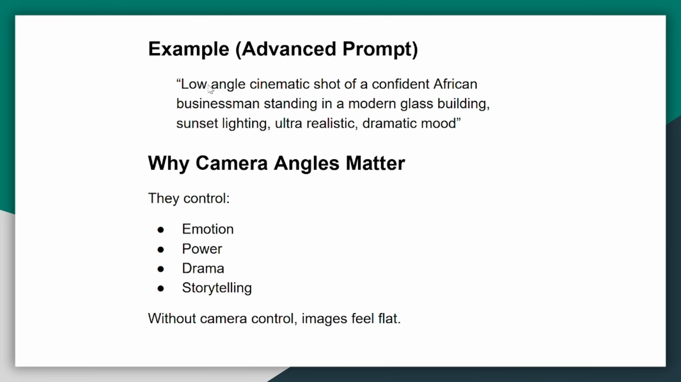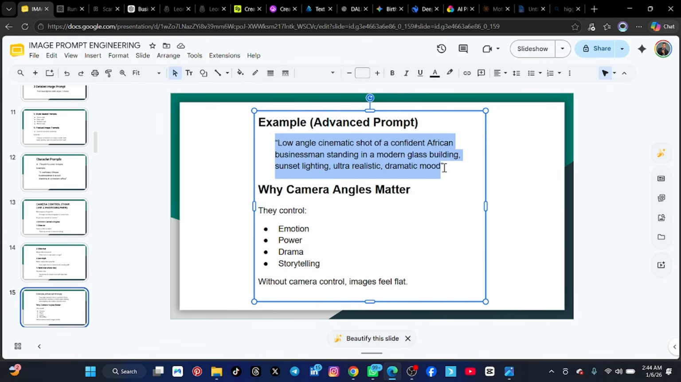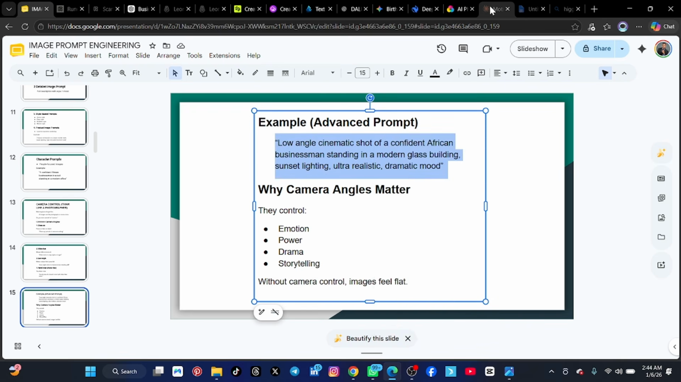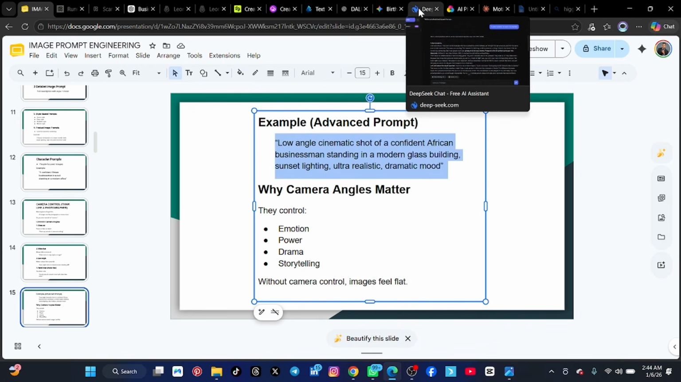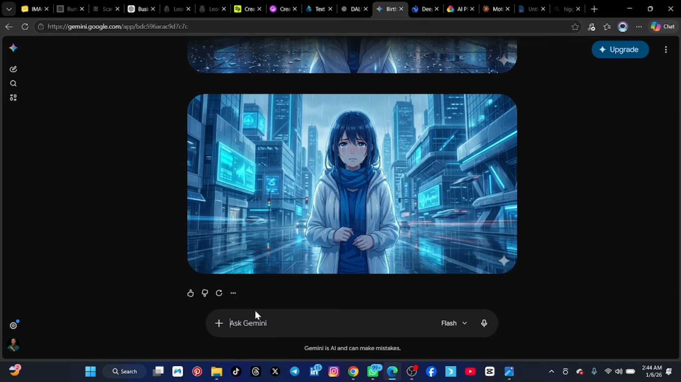You can see a low angle cinematic shot of a low, so you can see how you are adding it, or drone view cinematic shot of a confident African businessman standing in a, but so let's see, let's practice this one. Actually, this one should be an advanced type of prompting, but let me use an image. Okay, let me use this one and pull it.